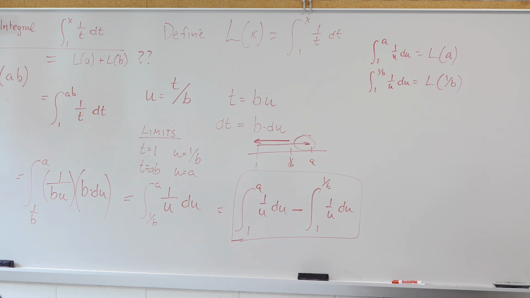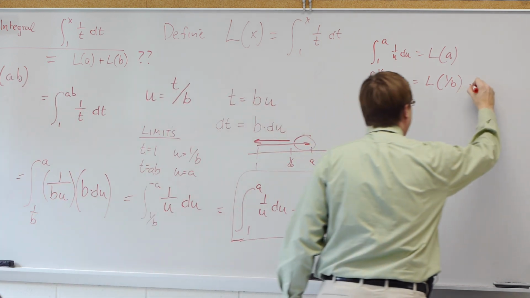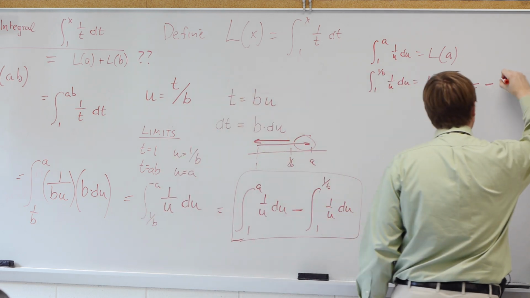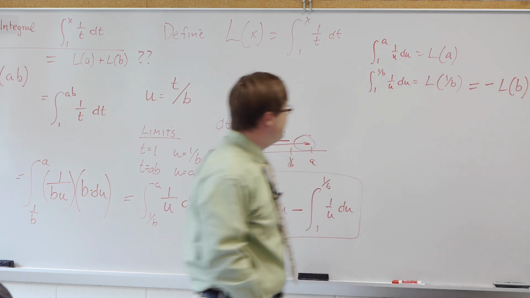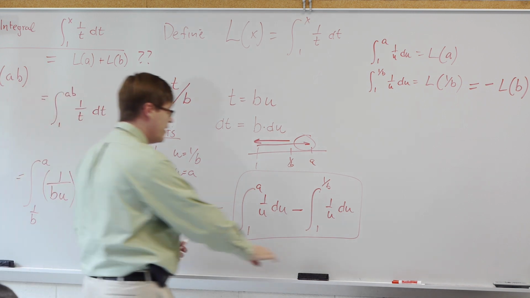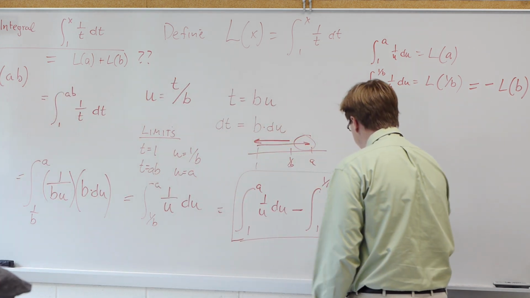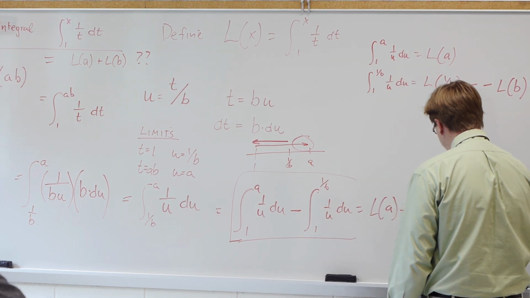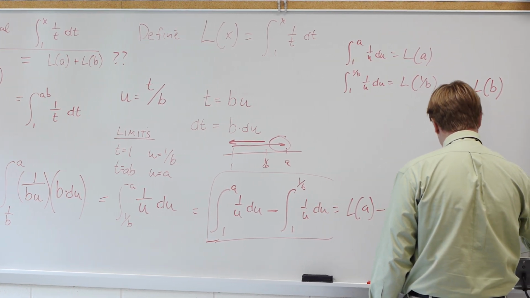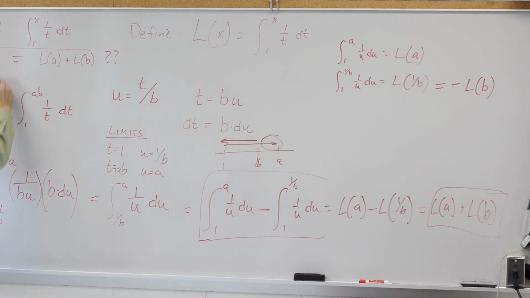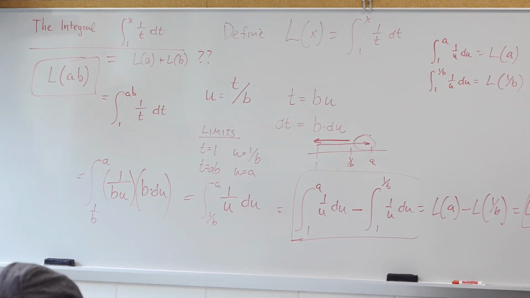Well, it's not negative, but what do we know about L of 1 over b? It's negative L of b. And that's how I can cancel that negative out. So this is L of A minus L of 1 over b, which is L of A plus L of b, which we will refer to as the Jed hypothesis, and we've now verified it.